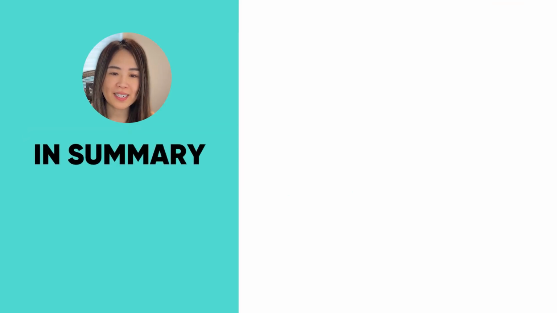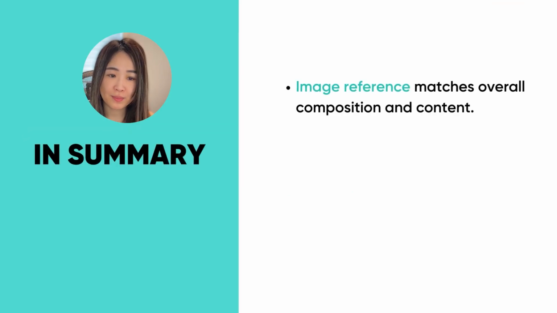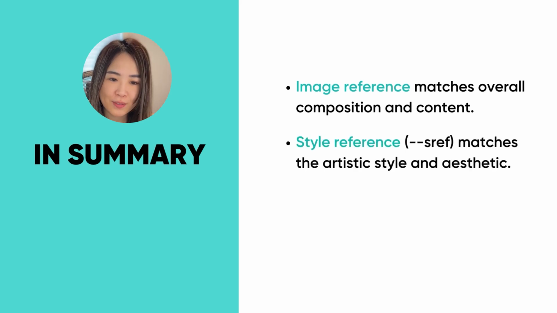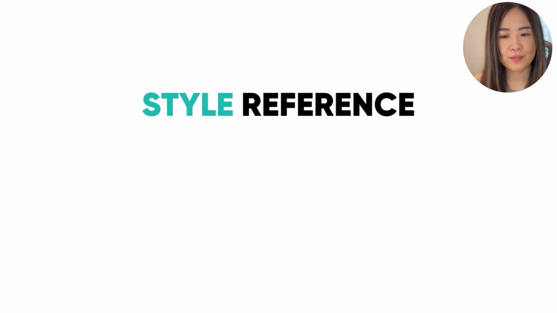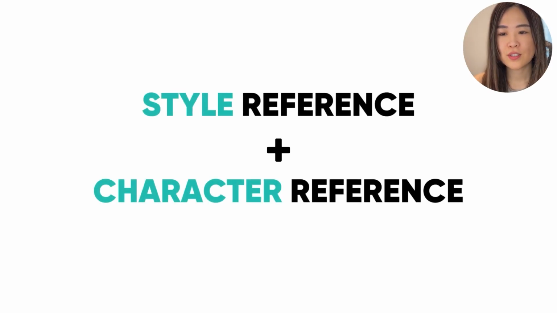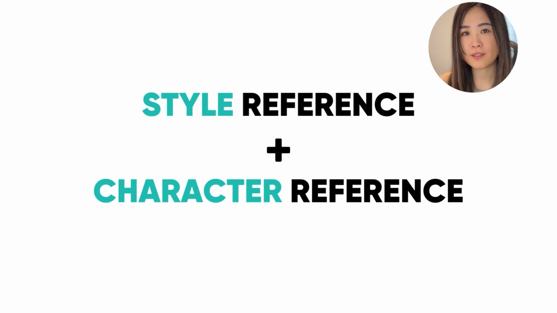So in summary, image reference matches overall composition and content, style reference matches the artistic style and aesthetic, and character reference maintains character design consistency. You can combine style reference and character reference to generate images with a consistent character in a specific art style, which is crucial for a cohesive storybook.